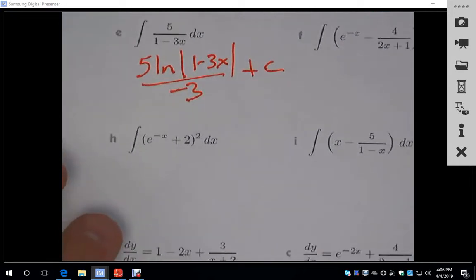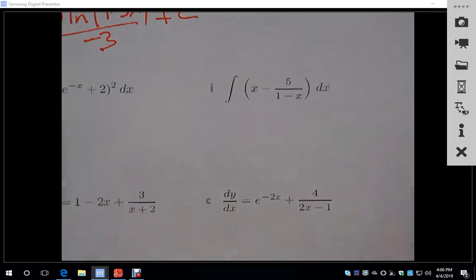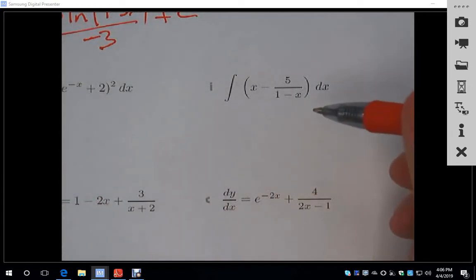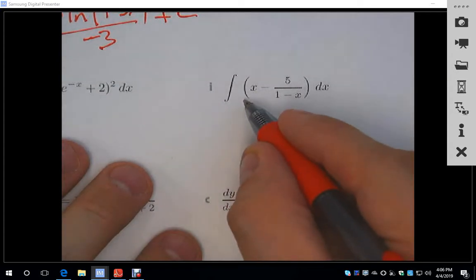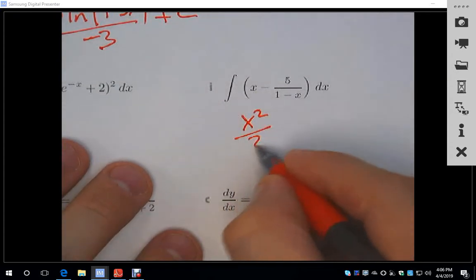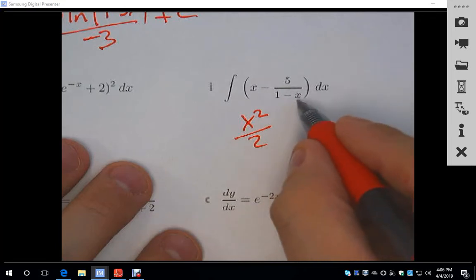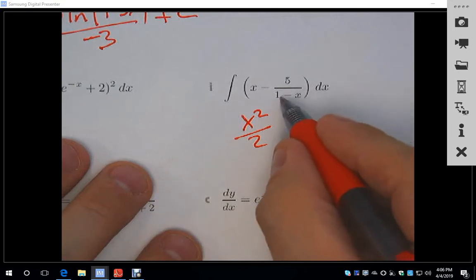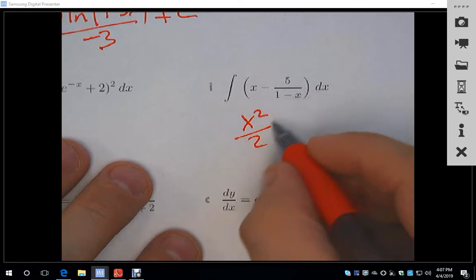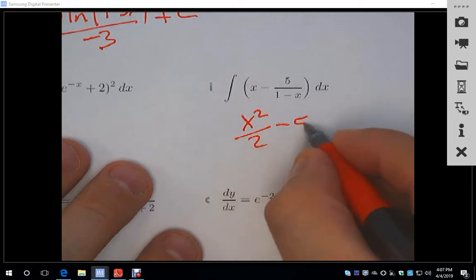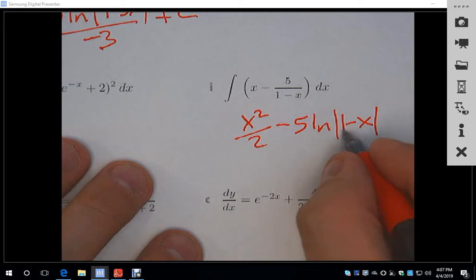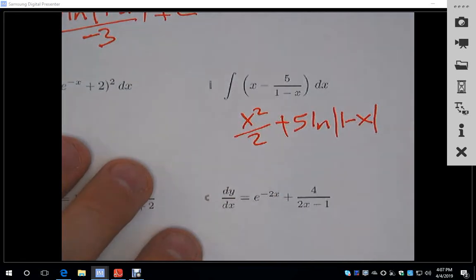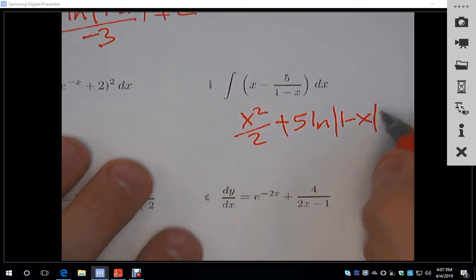So let's look at another one. Let's do this one as our last one. So I have x. The integral of x is x squared over 2. And then it looks like it's another ln of x. We have a linear function in the denominator. So we have minus 5 times ln of 1 minus x. And then we divide by the derivative of the inside function, which is negative 1, which then makes this a positive 5, sorry. And then plus c, of course.